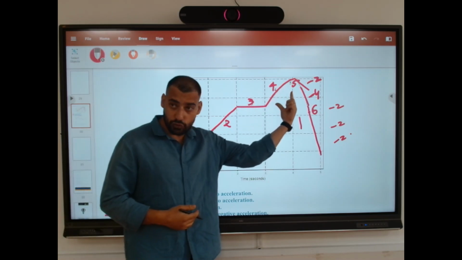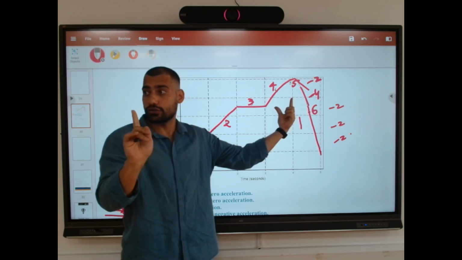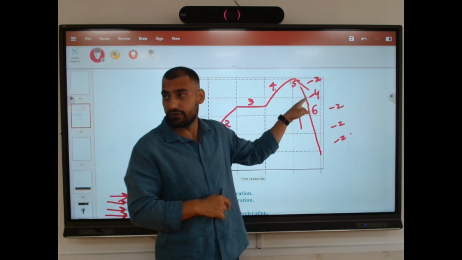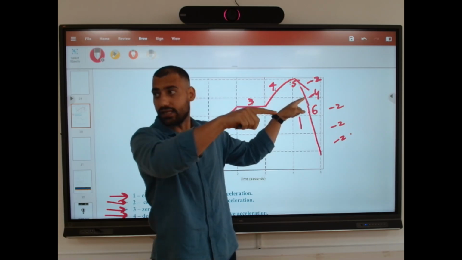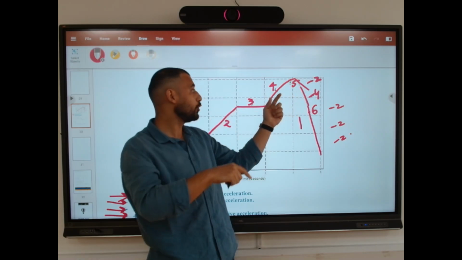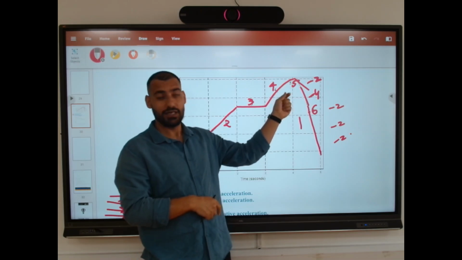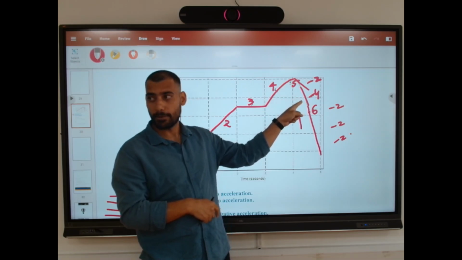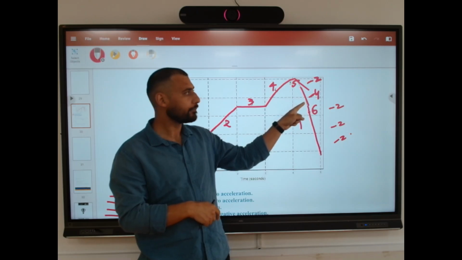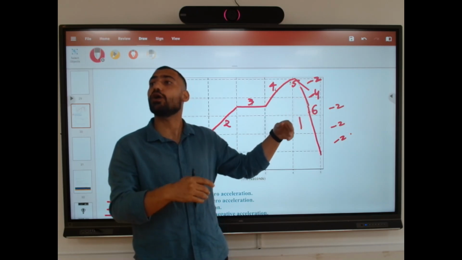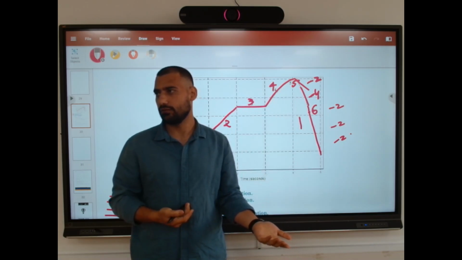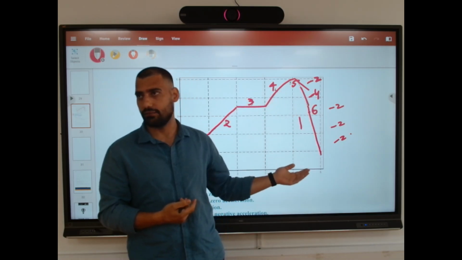What is the velocity in the third part? 0. What is the velocity in the fourth part? Decreasing but positive. What is the velocity in the fifth part? Increasing but negative. Is it the same thing? No. Here it is positive, here it is negative. The answers are not the same as the position time graph. You have to plot the velocity time graph now.